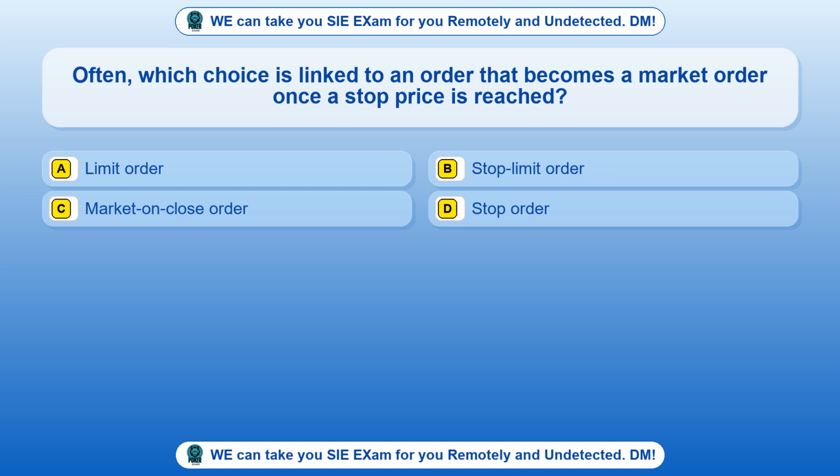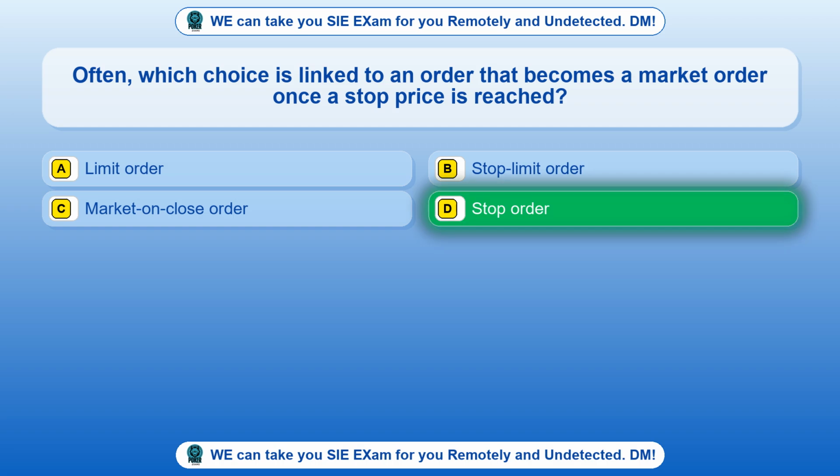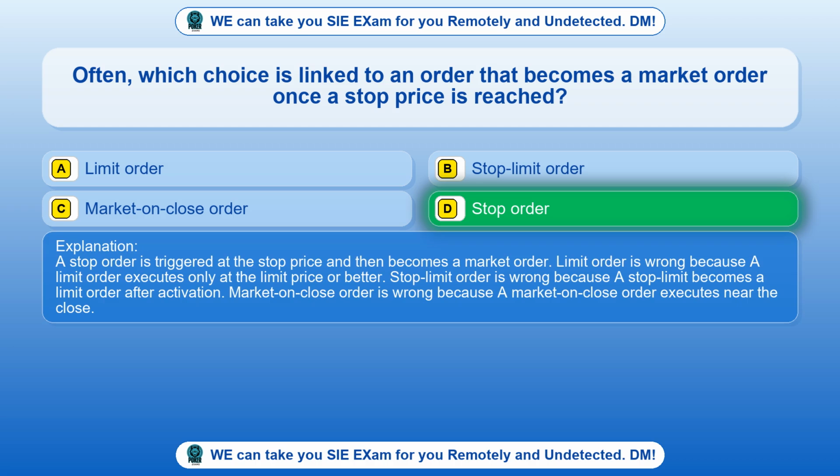Question 72. Often, which choice is linked to an order that becomes a market order once a stop price is reached? Option A, limit order. Option B, stop limit order. Option C, market on close order. Option D, stop order. The correct answer is option D, stop order. A stop order is triggered at the stop price and then becomes a market order.